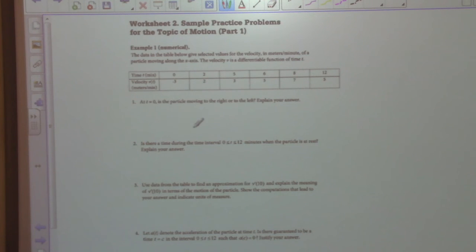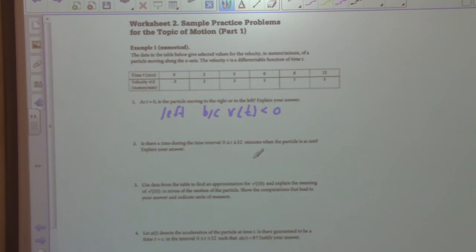What is your answer for 1 going to be? Left. Okay, left. And why is that? Because V of t is less than 0. You say V of t is negative. Okay.